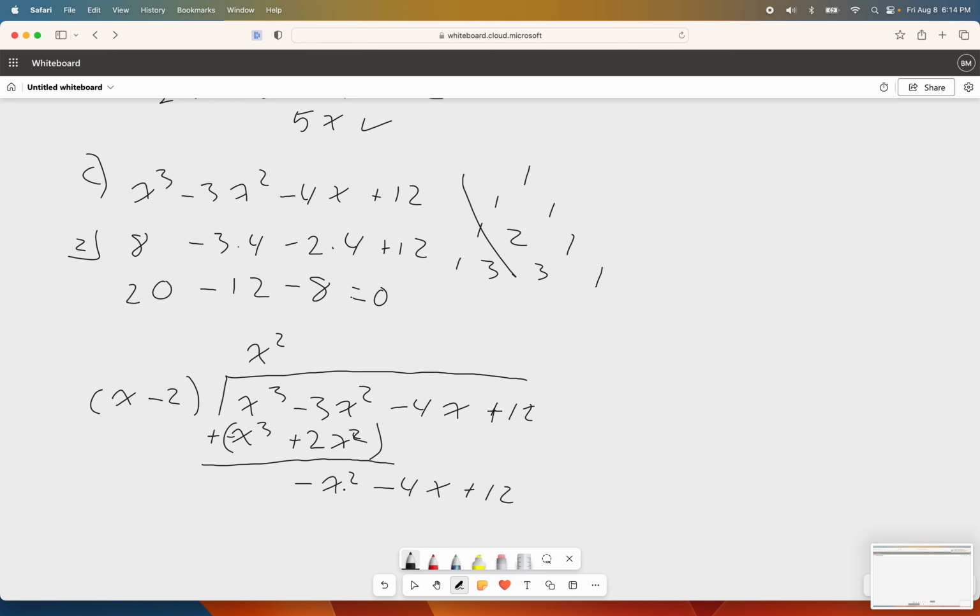So then how do we get to negative x squared? We, of course, multiply by negative x. So minus x. We're going to get negative x squared. And then negative x times negative 2 is going to be positive 2x.